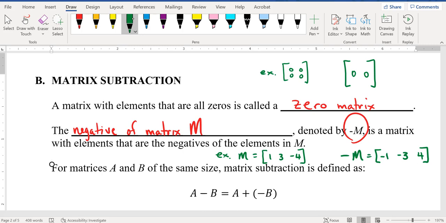Okay, for matrices A and B of the same size, matrix subtraction is defined as follows. If you do matrix A minus matrix B, that's the same as saying matrix A plus the negative of matrix B. This is how you were taught subtraction way back when, if you think about it. You don't really subtract two things, you add the negative of the second thing.